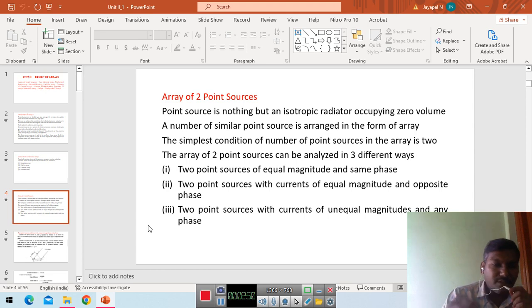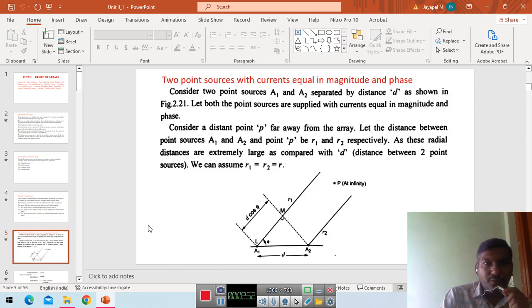This is the first structure, case 1: 2 point sources with currents of equal magnitude and equal phase. Here A1 is point source 1 and A2 is point source 2, and the separation distance between the 2 point sources is d. At point P we measure the resultant radiation pattern. The distance between point P and A1 is considered R1, and the distance between point P and A2 is R2.